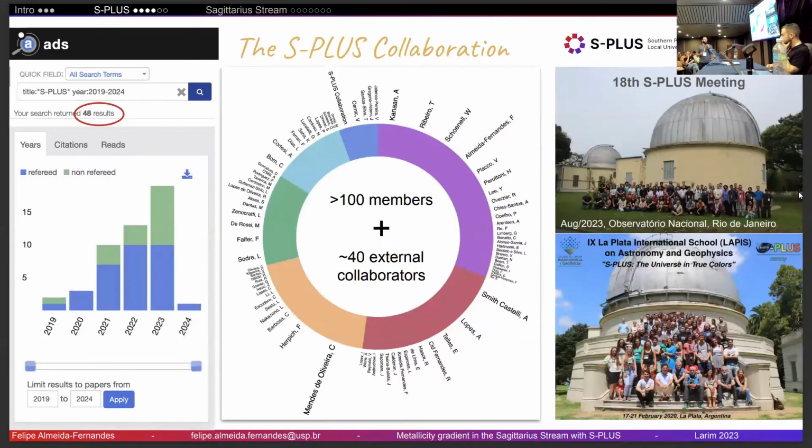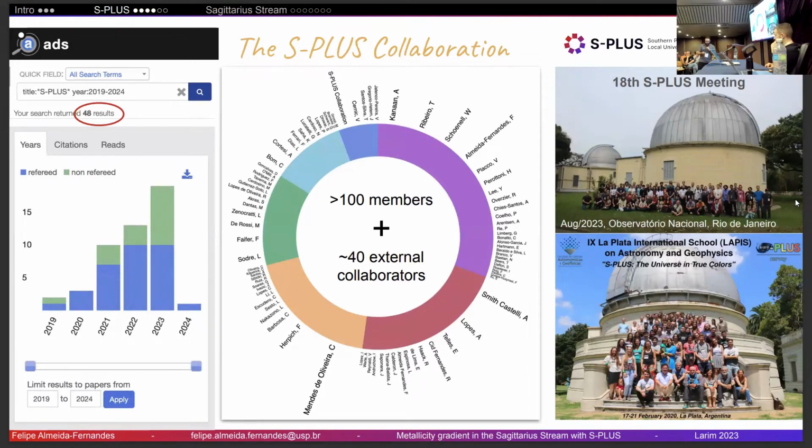And just to mention, SPLUS is a large collaboration. I did a quick search about the papers being published using SPLUS data, and we have 48 entries in the ADS database, out of which around 30 are peer-reviewed papers. We have more than 100 members and more than 40 external collaborators, and we have meetings in Brazil as well as other countries. So SPLUS is not only a Brazilian community now, we are a South American collaboration.